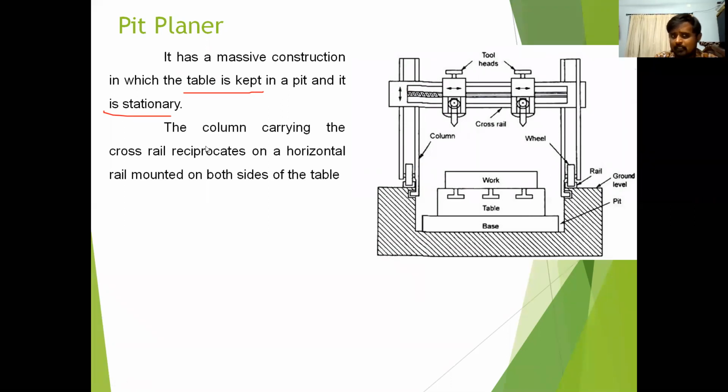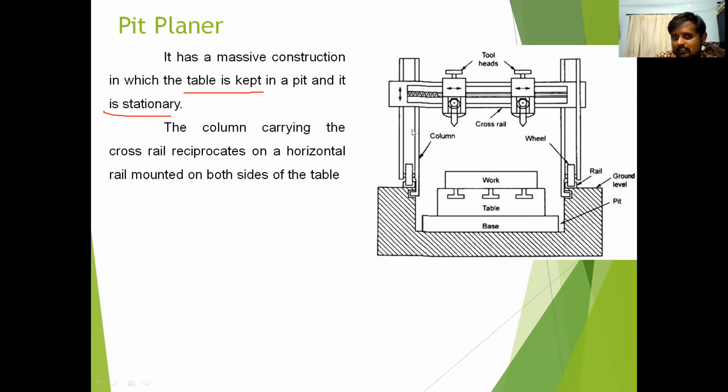For heavy works, the column carrying the cross rail reciprocates on a horizontal rail mounted on both sides of the table. As we know, unless you maintain relative motion between the cutting tool and the workpiece, it is not possible to do any cutting operation. Here, because the work table is constant, you have to give the motion to the cutting tool. So that's why this cutting tool is fixed on the cross rail.